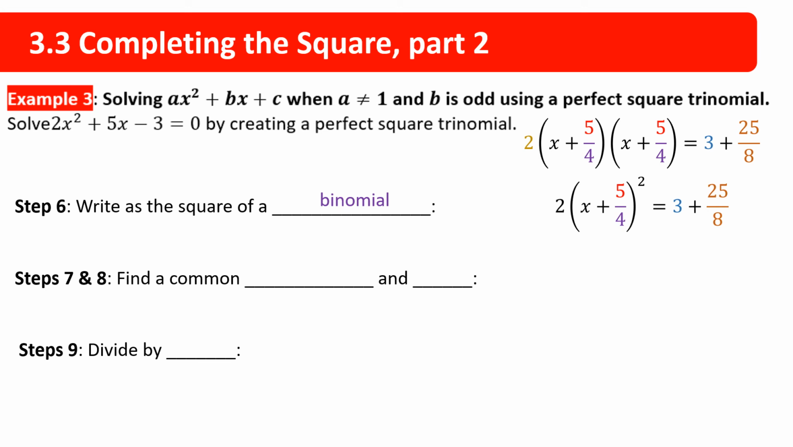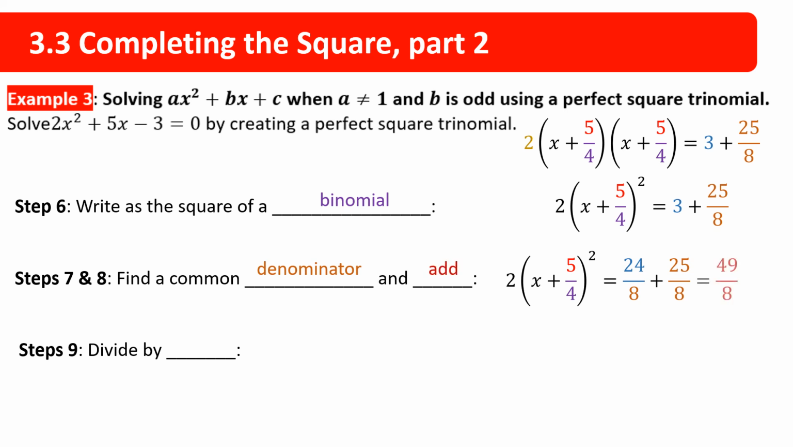Moving over to the right-hand side, you see that we have 3 plus 25/8. So in steps 7 and 8, the first thing we want to do is find a common denominator. We want to be able to add and have 8 as our denominator. Once we do that, how does 3 become something over 8? We express that as 24/8. Now we're in a position to add, and we should come out to 49/8 over on the right.